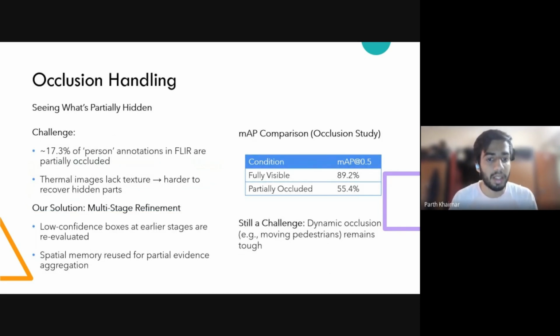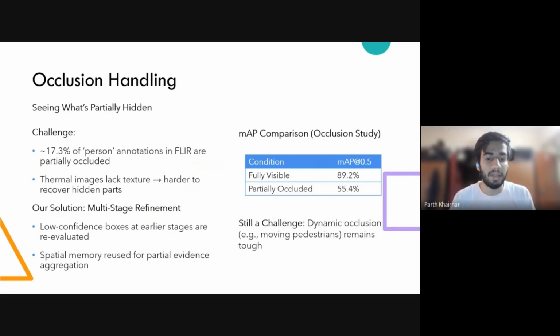Moving on, another significant challenge in thermal detection is partial occlusion, which is basically objects being blocked by other elements such as vehicles or poles. To address this, we introduced a multi-stage refinement mechanism where low-confidence detections from early layers were passed forward for reevaluation using deeper feature maps. This approach allowed us to recover partially visible objects more reliably, especially in static scenes such as parked cars or people standing near traffic.